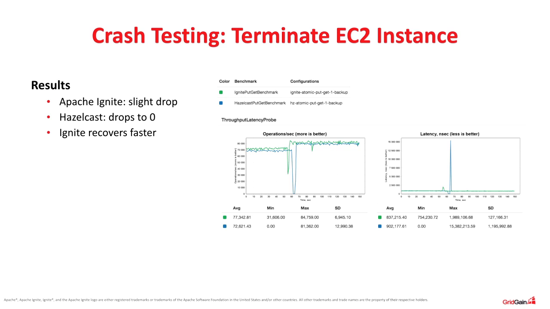So we started up 4 nodes, 4 cluster members on Amazon EC2 cluster, and we executed a put-get benchmark, the same code as we looked at before. And in the middle of the benchmark, we terminated an Amazon instance.